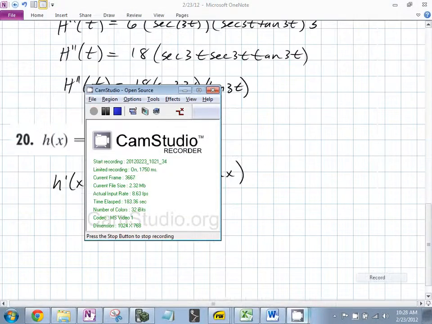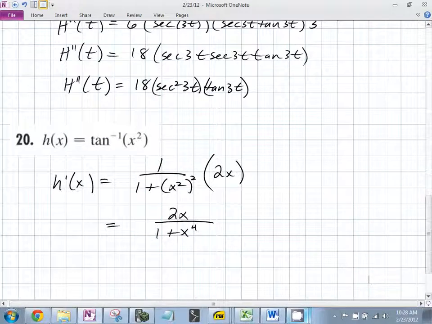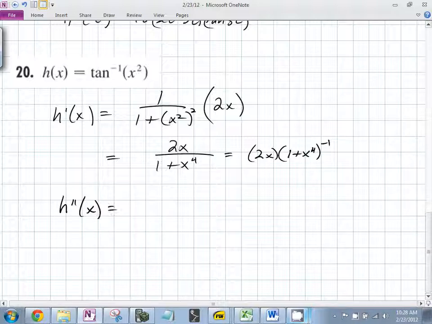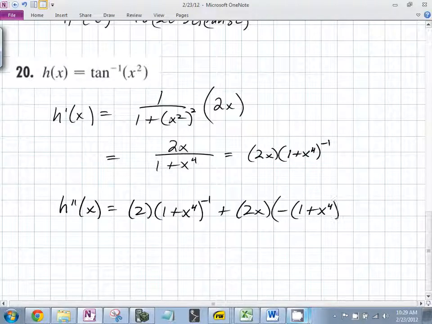Could you use the quotient rule? Yes, or could you easily use the product rule? Yeah. Well, that's equal to 2x times 1 plus x to the fourth to the what power? So what is h double prime going to be if we use the product rule? The derivative of the first times the second plus the first times the derivative of the second, which is 1 plus x to the fourth to the what power? Negative second. But then we have to multiply by the derivative of the inside, which is 4x cubed.